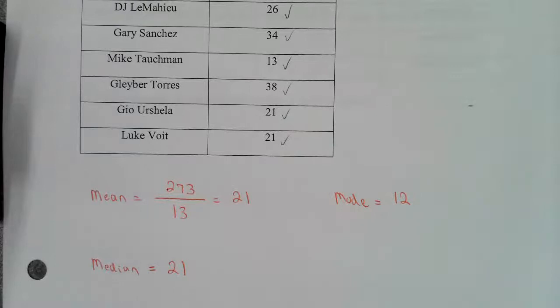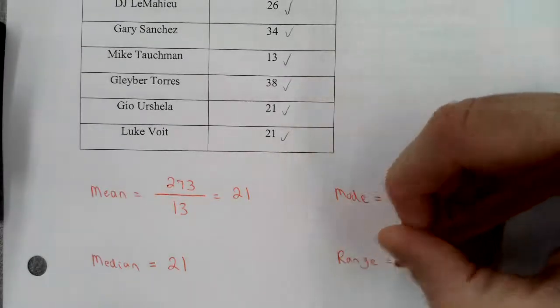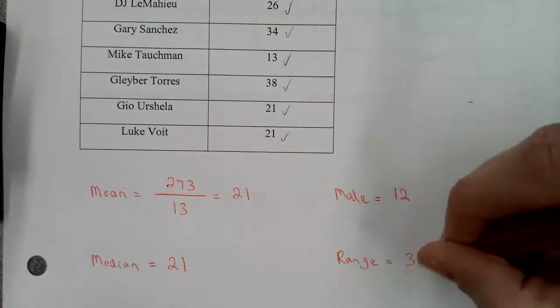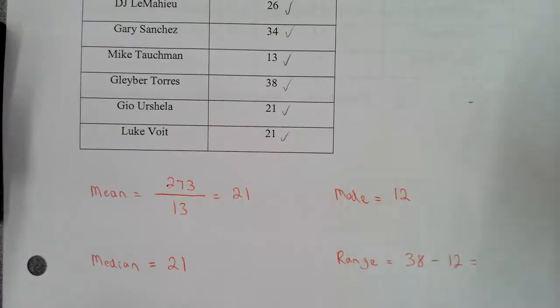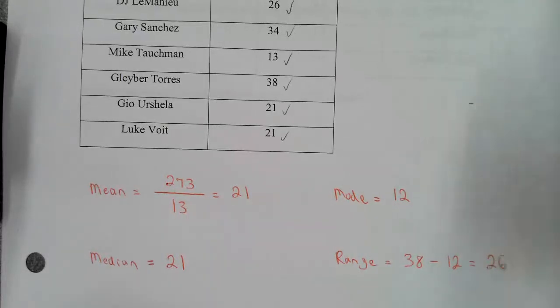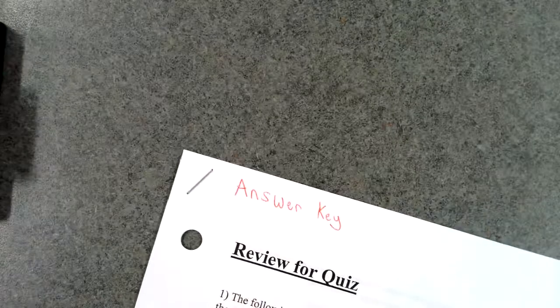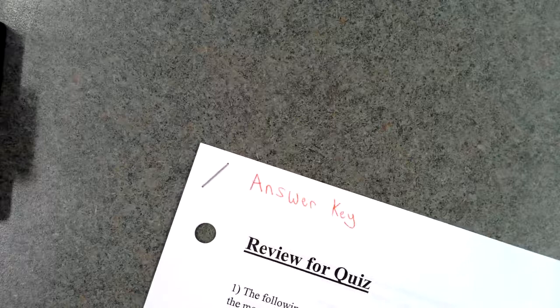And the range is when you take the biggest number and you subtract the smallest number. So we do 38 minus 12, which is going to give you 26 for the range. Okay. So that was example 1 on the quiz review. That one had an odd number of values. Now we're going to do one that has an even number of values, and you'll see the difference.